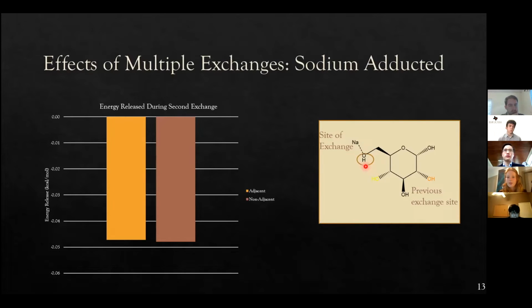So here, this hydroxyl adjacent to this exchange site versus this exchange site, it doesn't matter where the previous exchange occurred. What matters is where the sodium is actually located. So here that difference was not significant.